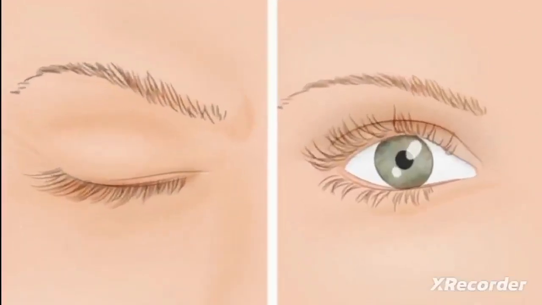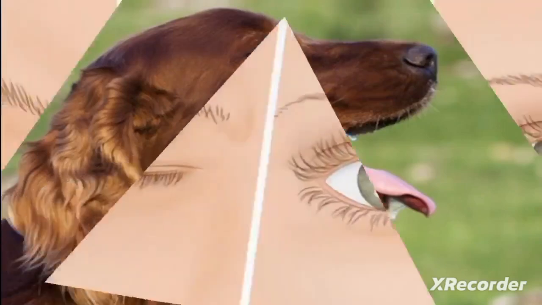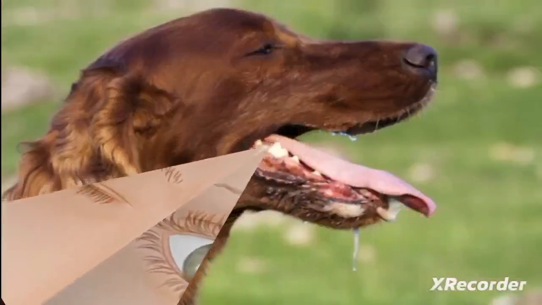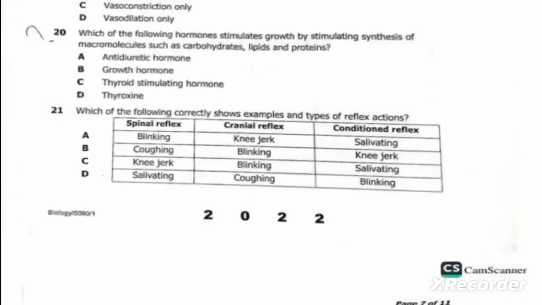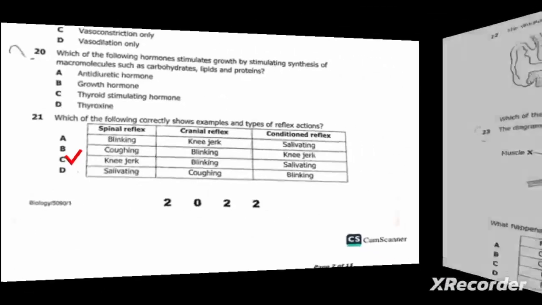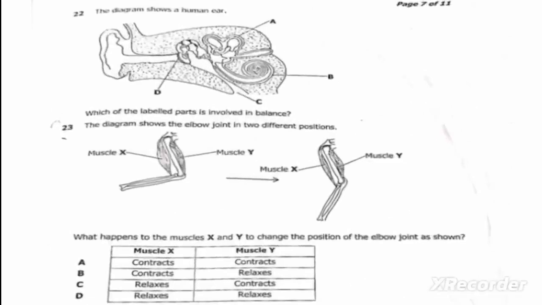Blinking is an example of a cranial reflex because it is controlled by cranial nerves. Salivating is an example of a conditioned reflex because it comes as a result of training, learning or practicing. So therefore our correct answer is C. Spinal reflex, knee jerk. Cranial reflex, blinking. Conditioned reflex, salivating.